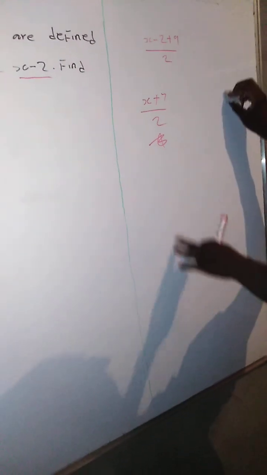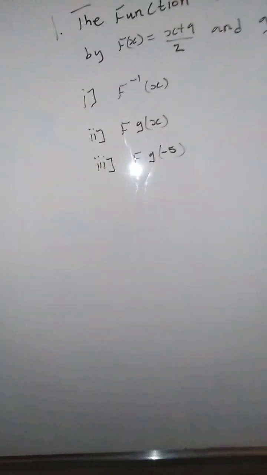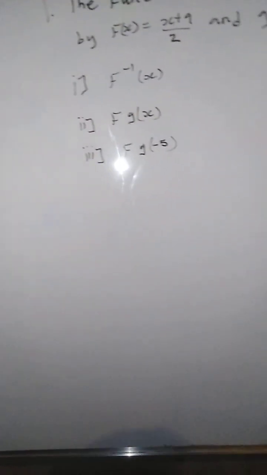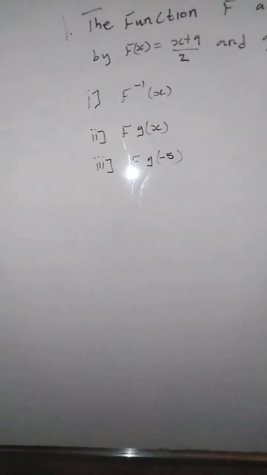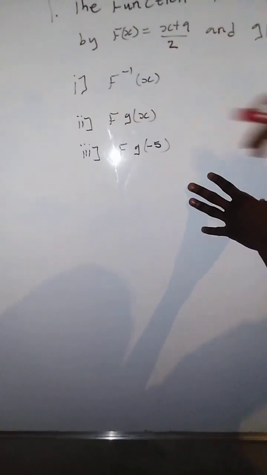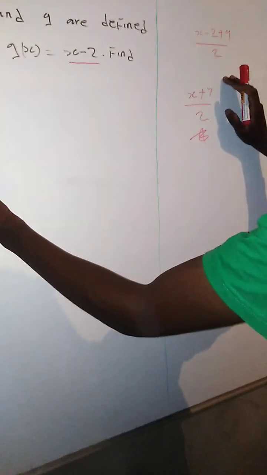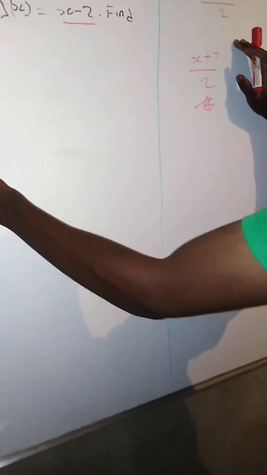We move on to the last question. The last question is saying find fg of negative 5. As you can see, this is what we have found as the fg. So now here they have put negative 5. Anywhere where there is x, I'm going to put this number, negative 5.